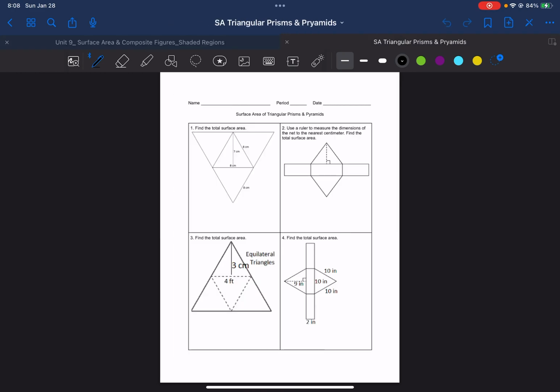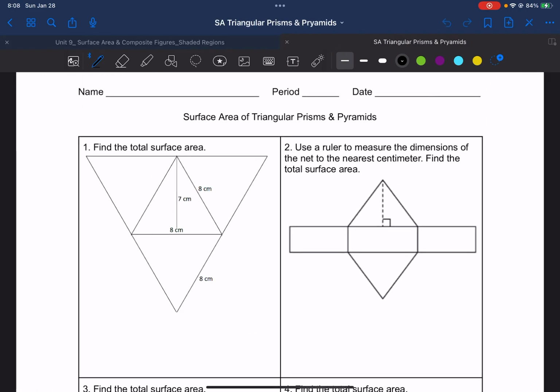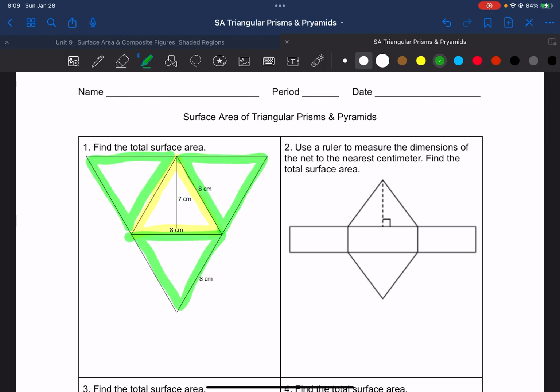All right, so here, we're going to look at the first one. First thing I want to do is determine what type of shapes I have. I see that I have the base, and I have 3 faces. It's only giving me full information for maybe one of them. It gives me the height for one. That means that all of them are going to have the same height of 7 and the same base. So I'm only finding the area of one triangle.